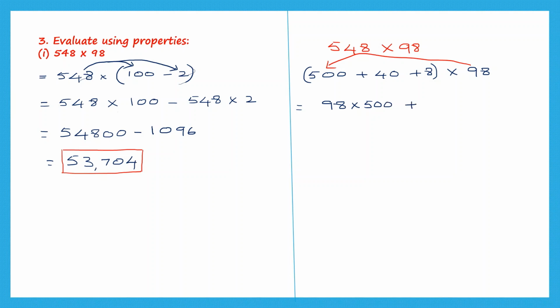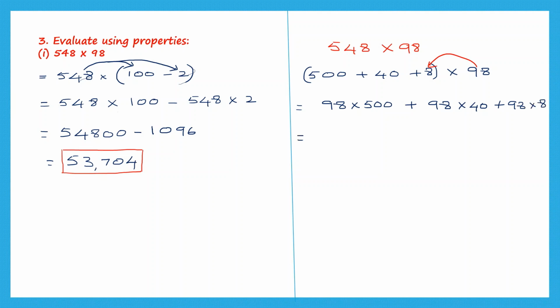Then we multiply into 40. So that will be 98 into 40. So 98 into 40 plus. Then I finished with 40. Now I'm going to take the next number, that is 98 into 8. So that will be 98 into 8. So this is another way of doing it.